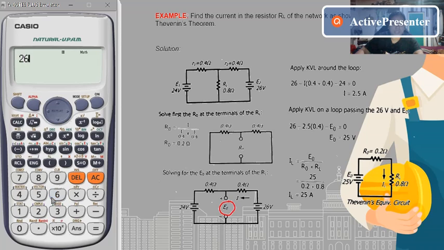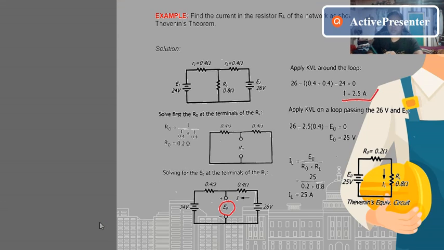So 26 minus, para mas madali, pwede ito mag-solve function. So 0.4 plus 0.4 minus 24 is equal to 0. So, pwede pa niya siya ma-simplify para mas masabtan, pero taas man. So, we have here 2.5 ang atuang amperes.